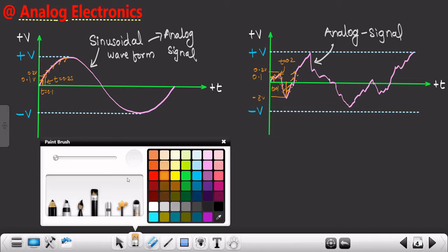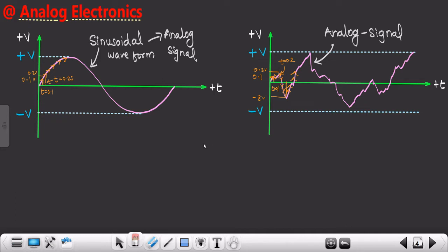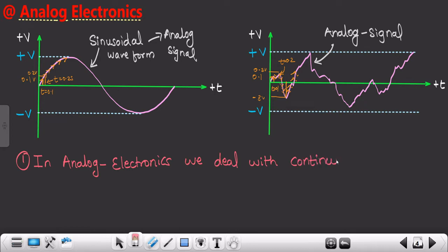So what we can conclude over here is that, let me just increase the thickness of my pen. Alright, so the very first point that we can conclude over here, let me write over here: in analog electronics, we deal with continuous waveform or continuous signal, right? Continuous waveform or continuous signal.